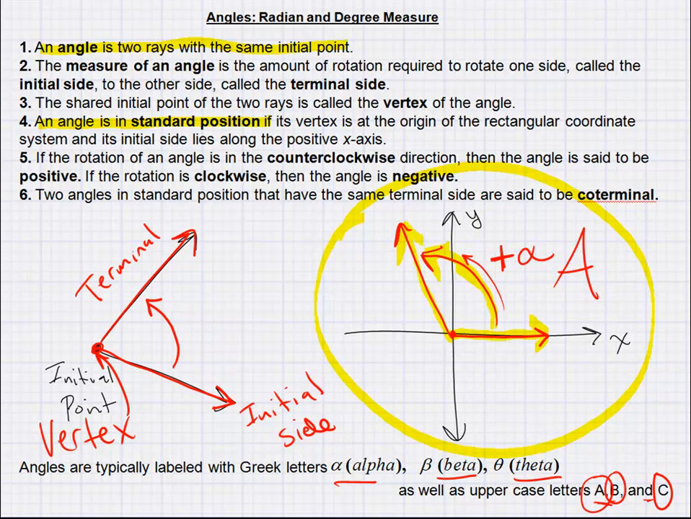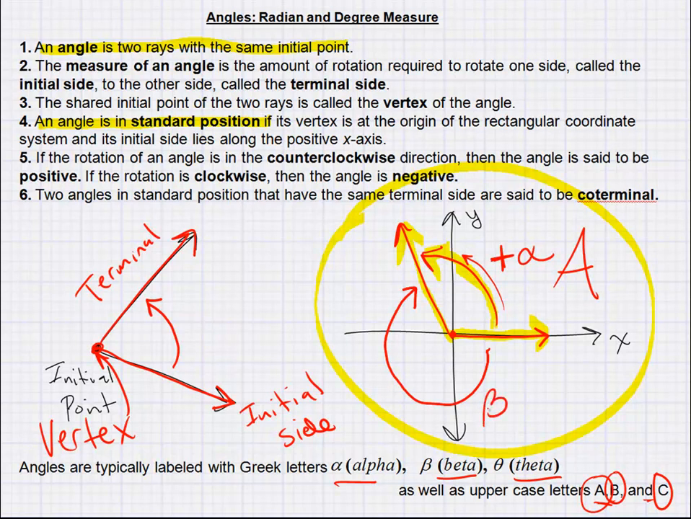Okay? But there's also another angle I've created too, which is the angle that goes the opposite way, but still ends in the same spot. So it starts in the same spot and ends in the same spot. I just got there a different way. I got there by going clockwise instead of counterclockwise, which would be the negative angle. So if I call that angle, say, beta.